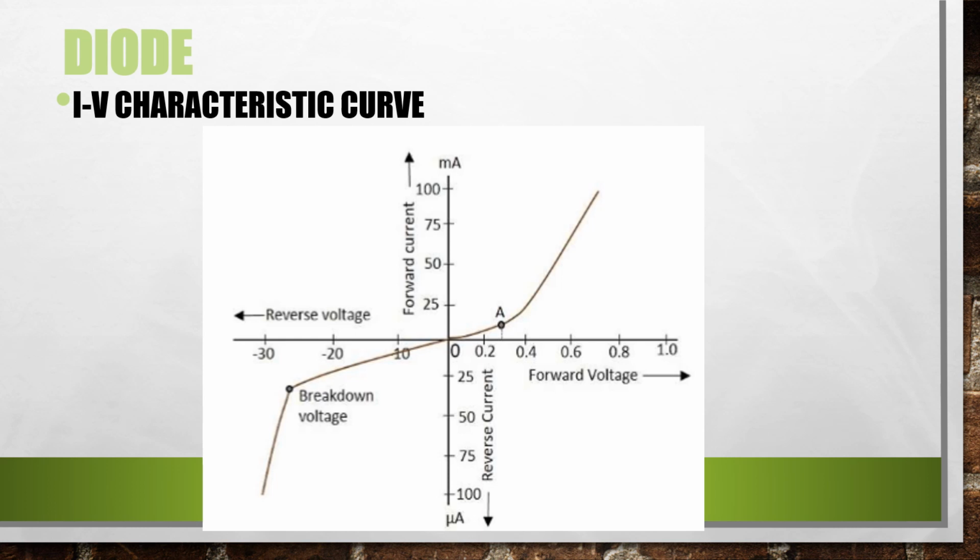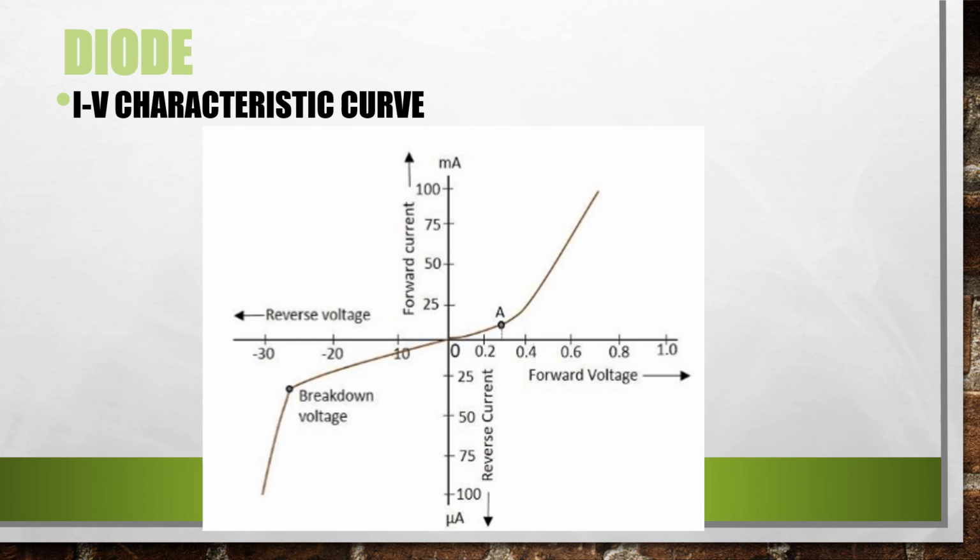Now look at this graph and look at point A. If you draw a line from this point A on x-axis, then you will get the value of cutoff voltage or knee voltage. Okay. Now what about reverse bias conditions?